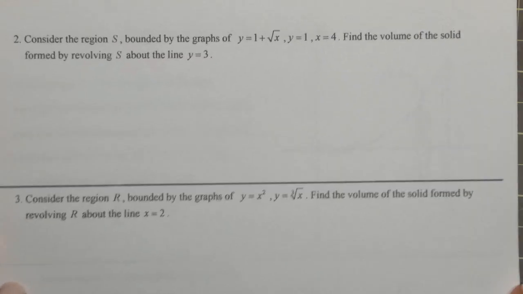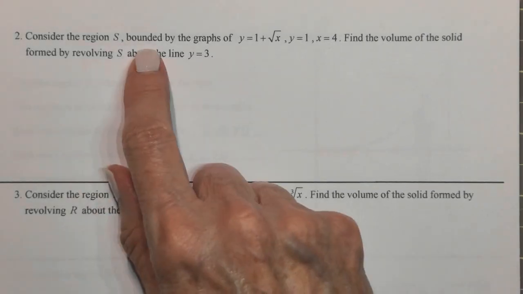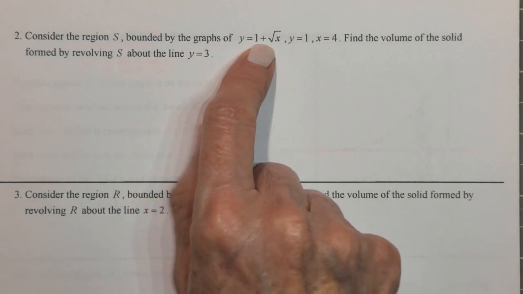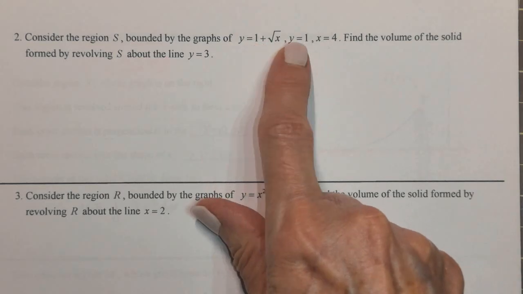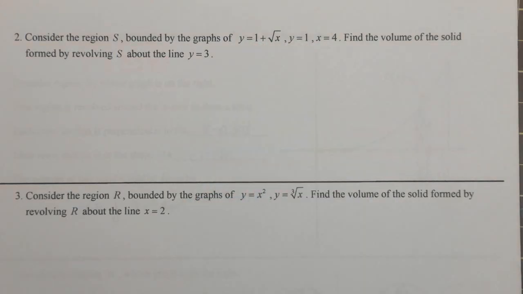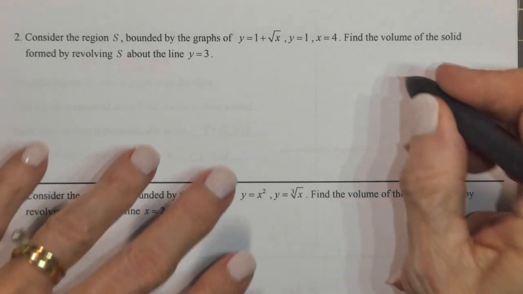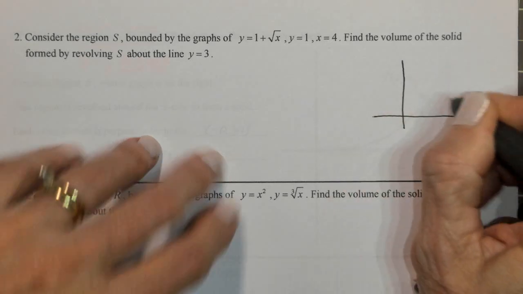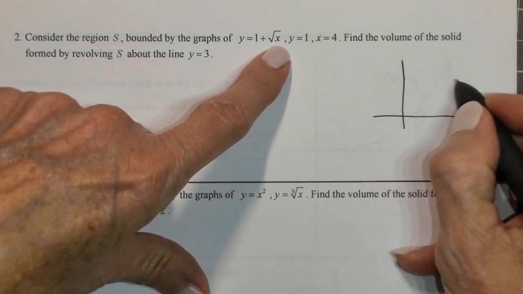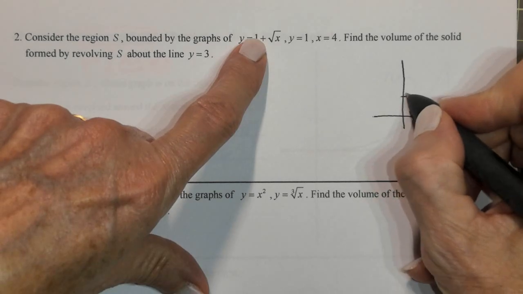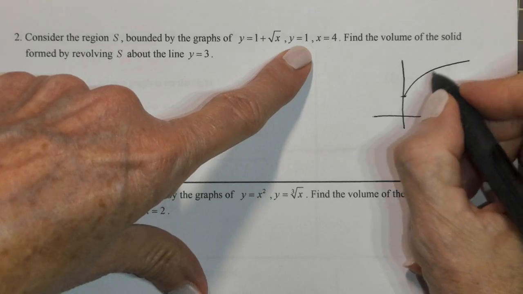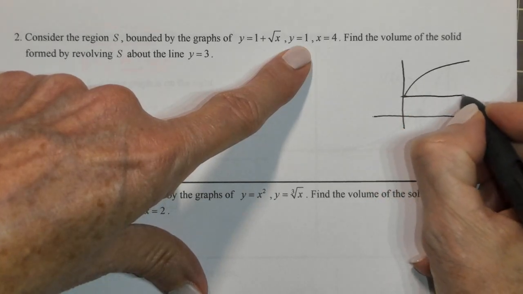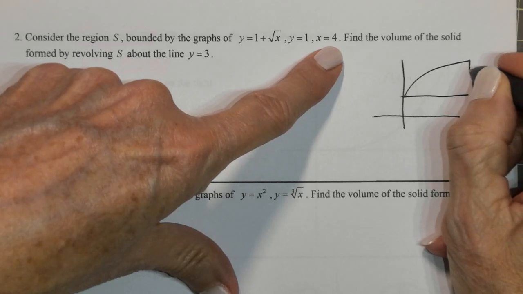Alrighty. Let's now consider the region S bounded by the graphs of y equals 1 plus square root of x, y equals 1, and x equals 4. Now we're going to graph this by hand. The square root of x curve plus 1, right? Y equals 1, x equals 4.